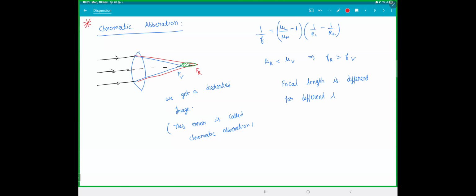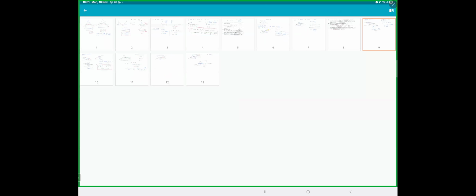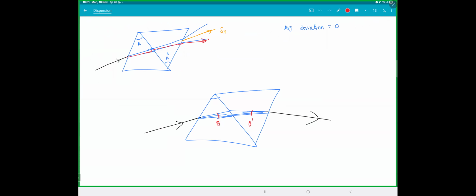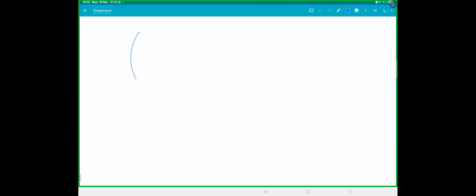Chromatic aberration. Do you guys remember where we heard the word aberration before? Spherical aberration, yeah. When you send parallel light rays onto a spherical mirror, they don't meet at the focus. It's a property of a parabola. Now look here. If you take a lens, what is the focal length formula? 1 by f is mu lens by mu medium minus 1, into 1 by R1 minus 1 by R2. And now you're telling me the mu of red is less than mu of violet. That means the focal length of red is greater than the focal length of violet, no?